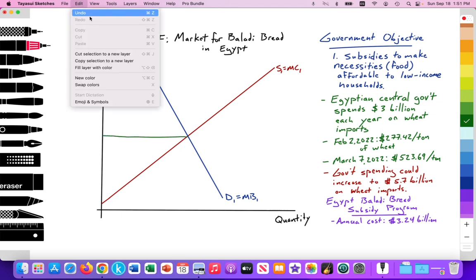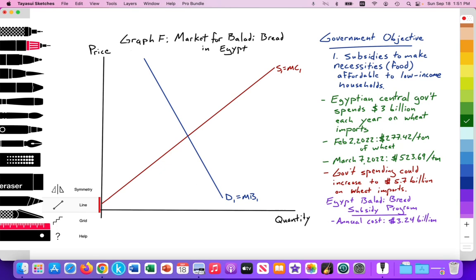Let me use a straighter line here at P1, and equilibrium quantity at Q1. Price at P1, quantity in the free market at Q1. Now this price of P1 may be deemed too high for low-income households to afford.